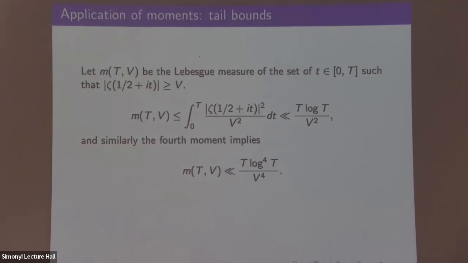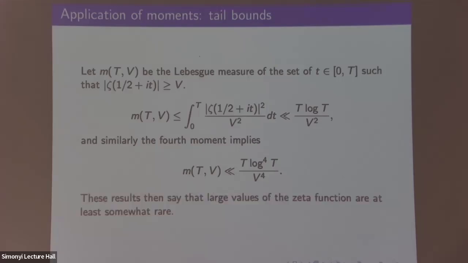You can do this for both the second and the fourth moment, and this gives us some sort of tail bound. If v is big, we can say that the zeta function rarely takes values of that size. So these large values are rare.